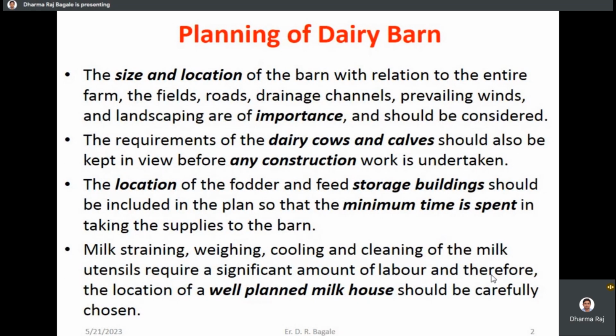The location of a well-planned milk house should be carefully chosen, because we have to process the milk or store it for certain hours. For that purpose also, the milk house should be selected in a proper location.